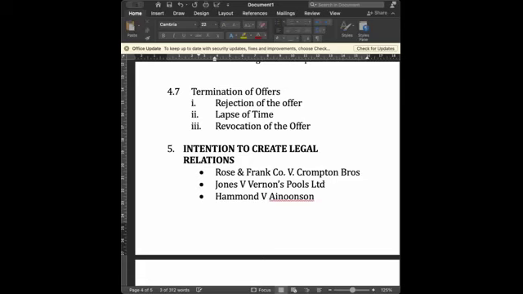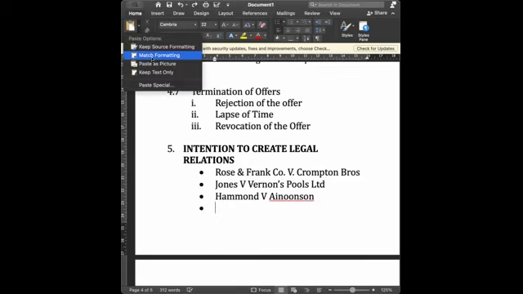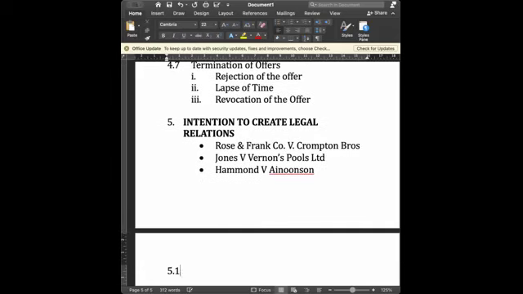Then again, bear in mind, to guide the court, usually we look at whether the agreement was in a domestic setting or in a commercial setting. What is the presumption that applies in domestic settings? The presumption is that if the agreement was concluded in a domestic setting, then the presumption would be that there was no intention to create legal relations.